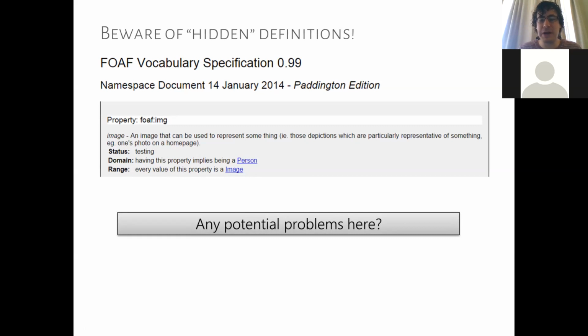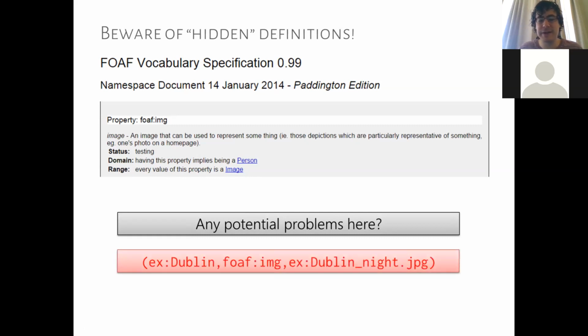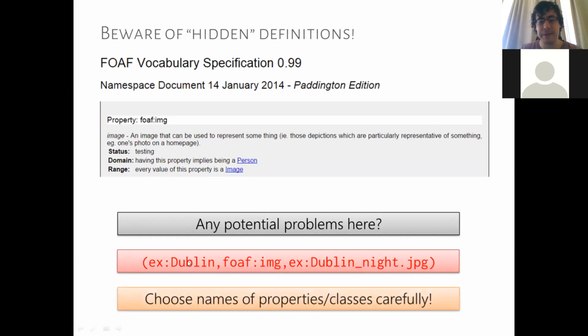So in terms of the potential problems, if we were to intuitively define, for example, that a city has an image of the city at night, right? Dublin image, Dublin night .jpg, then we would infer that Dublin is a person, right? So we should try to choose the names of properties and classes carefully. So the point here being that we should really call this personal image or profile image maybe, or something that indicates that the domain of the property is a person. So it seems intuitive just to write a triple like this, but then this would give these unintended inferences.